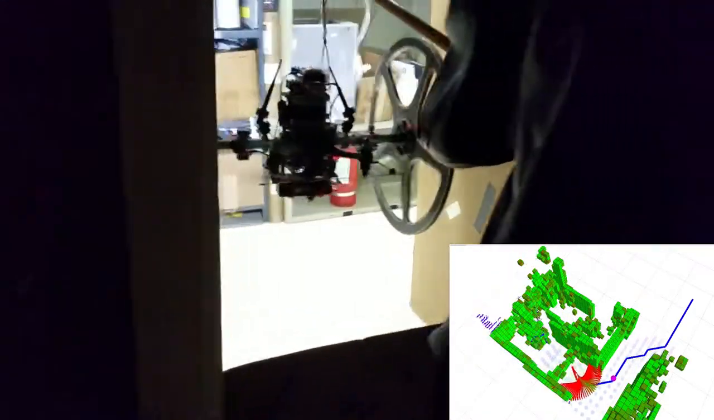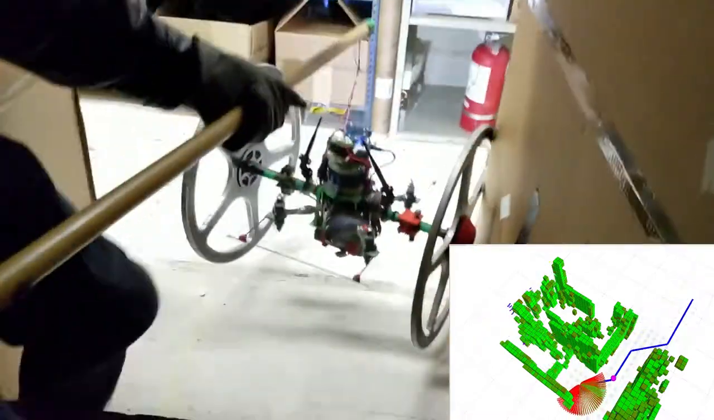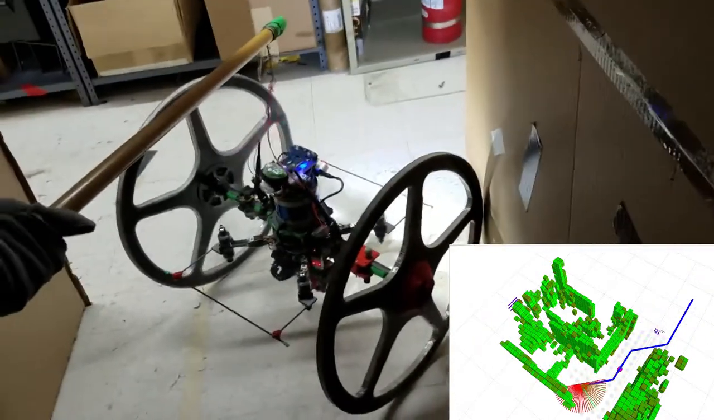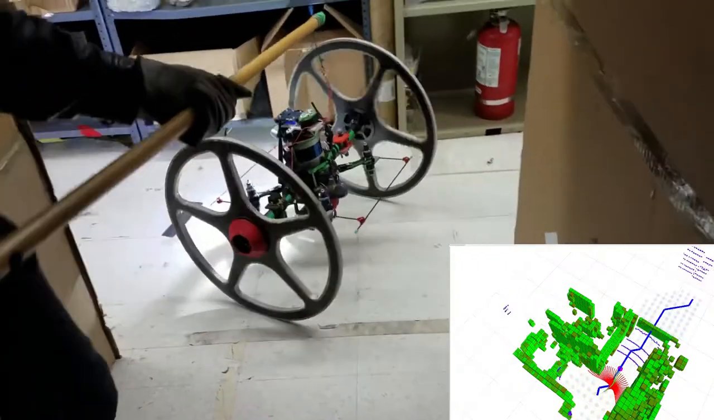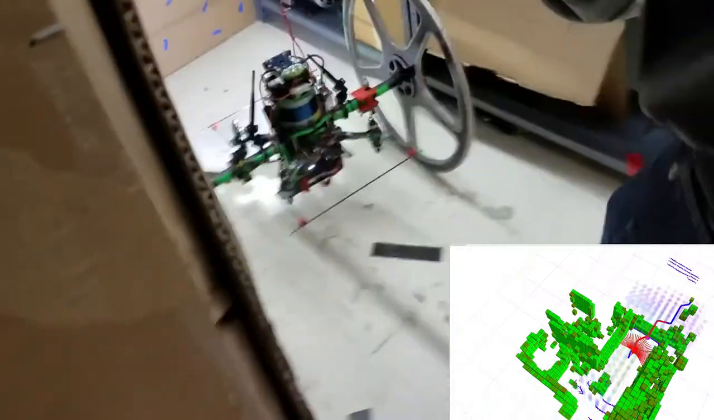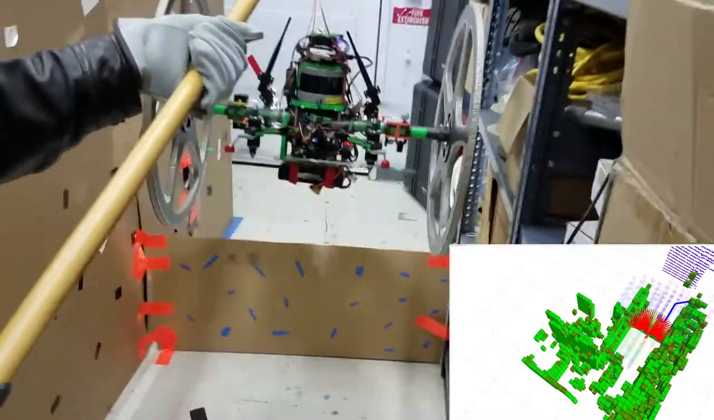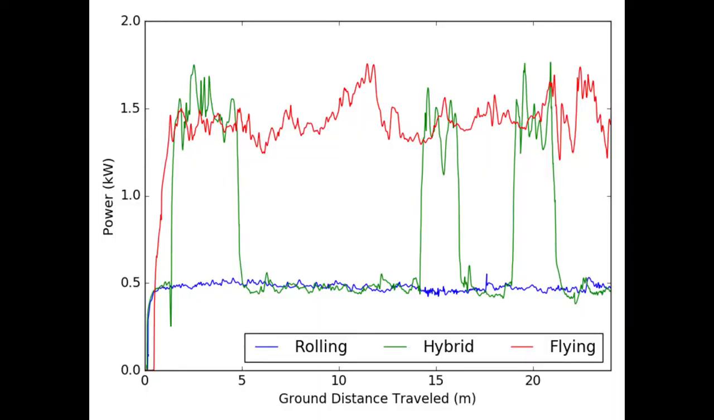Finally, we conduct experiments leveraging mapping and global planning for hybrid mobility in unknown environments. We use Octomap to generate occupancy grids for collision checking and planning, and use A-Star to plan trajectories with different costs for rolling versus flying. We find that hybrid mobility uses up to 5 times less energy than flying only, which translates directly to longer operation times.